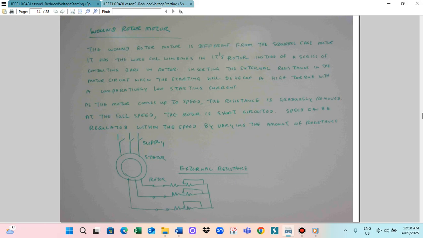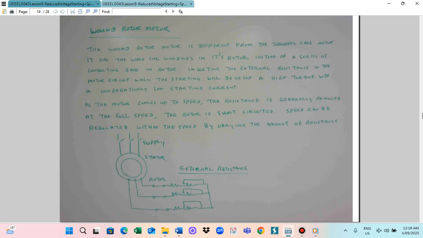In the meantime we also utilize the auto transformer starter. The auto transformer starter provides a lower stepped voltage at the starting time, so you can reduce the starting voltage, and then we increase the voltage at the running time. So this is the reduced voltage starting method. By providing reduced voltage, we can reduce the starting current and also the starting torque.